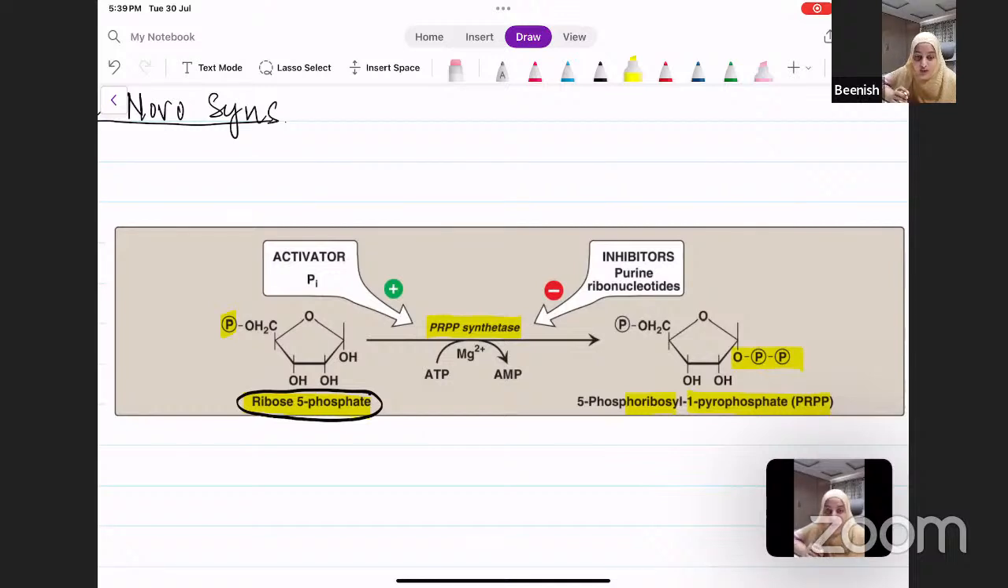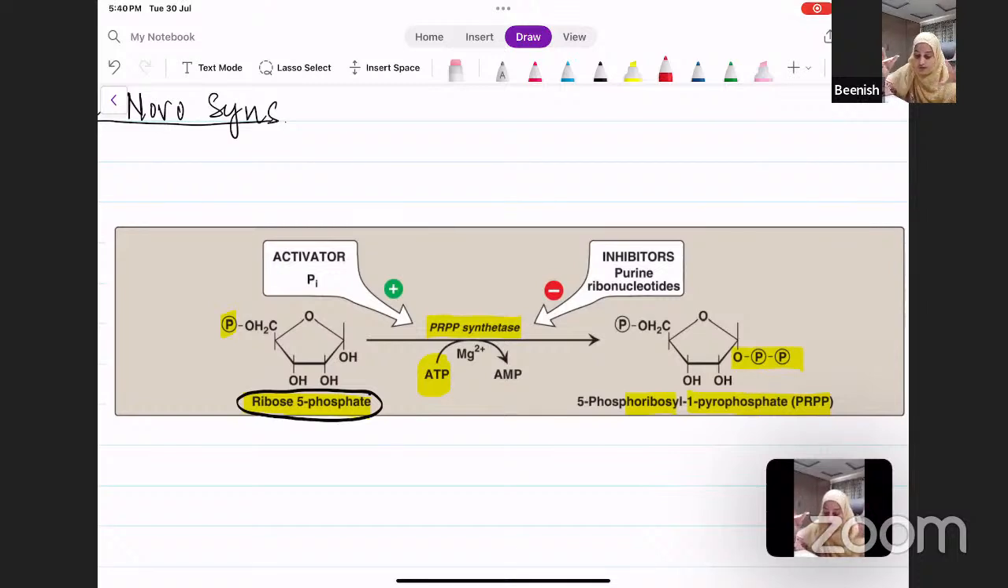This pyrophosphate is being donated by your ATP. Once again, I will repeat myself. In de novo synthesis, your starting substrate is ribose 5-phosphate. You already have a pentose sugar, that is ribose, and to it a phosphate is attached. Now on this phosphate and ribose, you are supposed to add different components of the purine ring, and you will end up with a purine nucleotide.